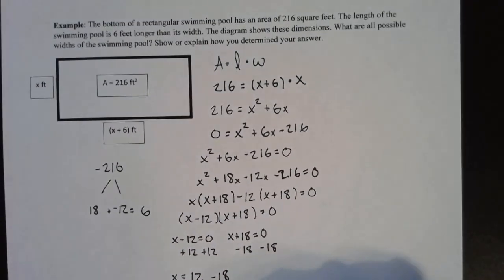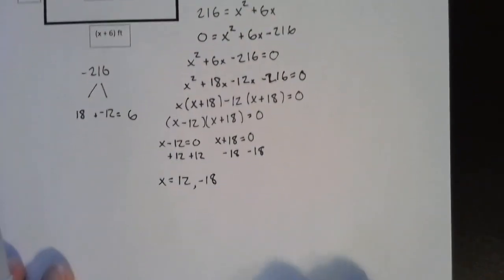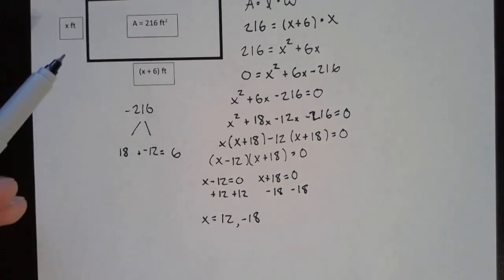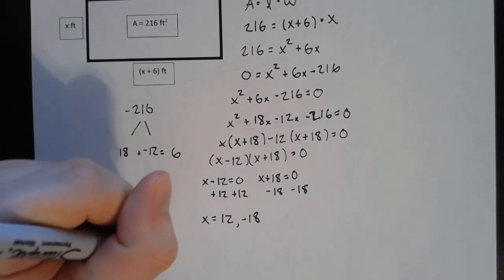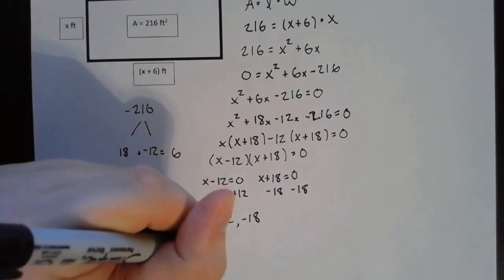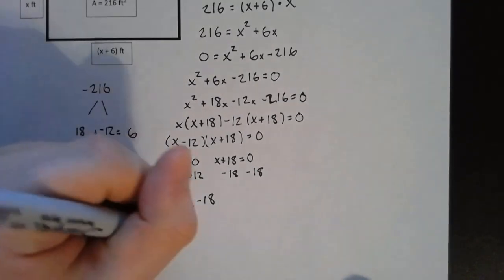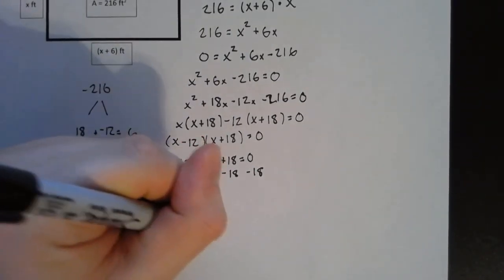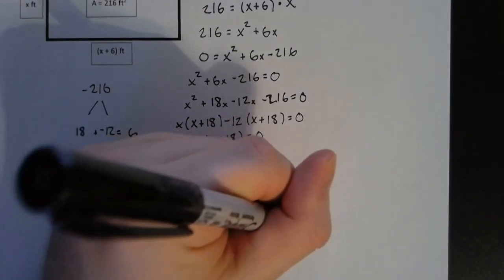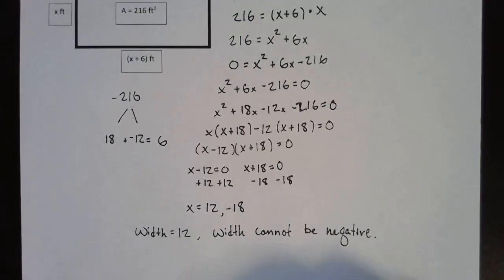Now, notice it says, what are all possible widths of the swimming pool? Show and explain how you determined your answer. So now we need to do some critical thinking here. Is 12 a possible width of the swimming pool? I would say yes. Width is 12. Is negative 18 a possible width of the swimming pool? I would say no. Width cannot be negative. So therefore it can't be negative 18.